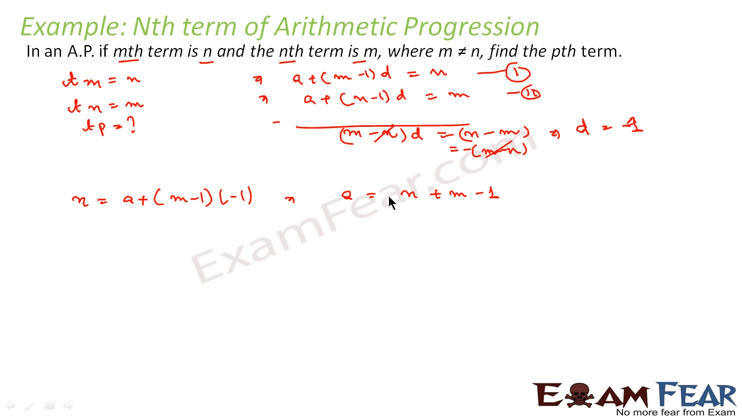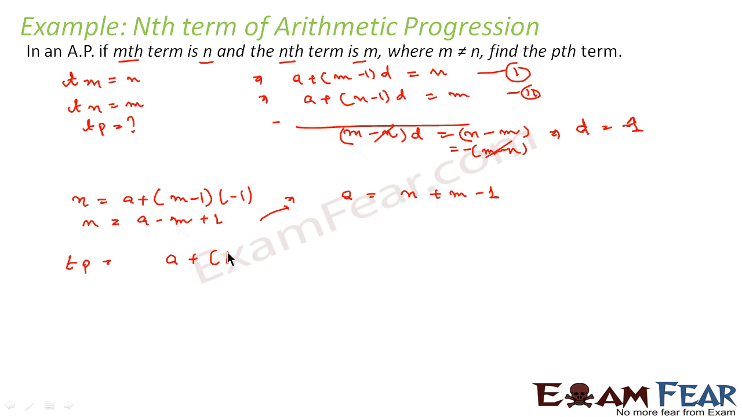Correct? If you are having any doubt in this, I'll again explain this. So n is equal to a minus (m minus 1), or a is equal to n plus m minus 1. Correct? So now we have to find T of p.